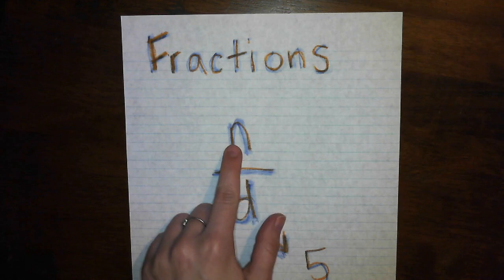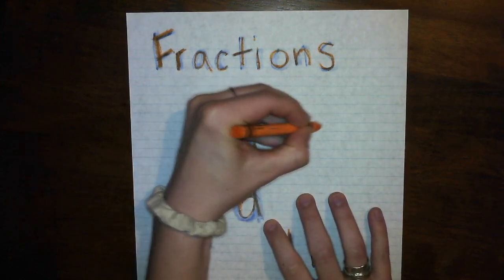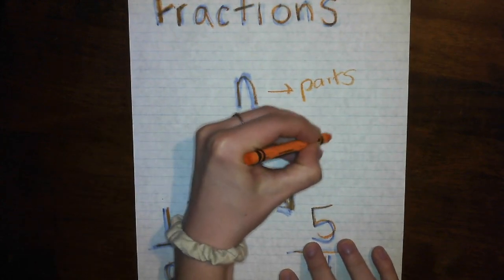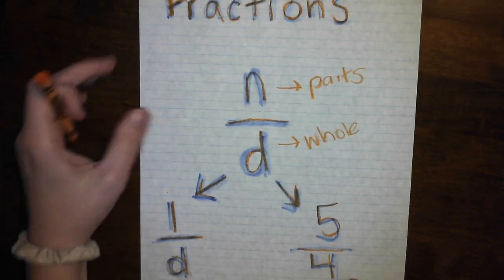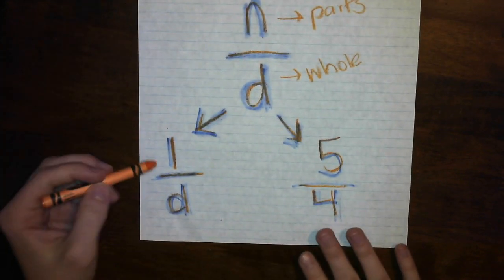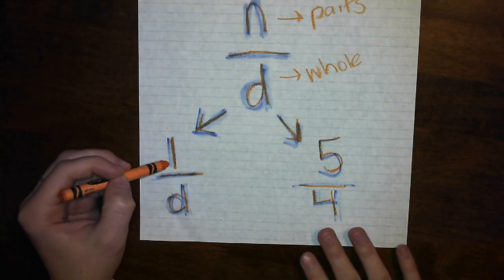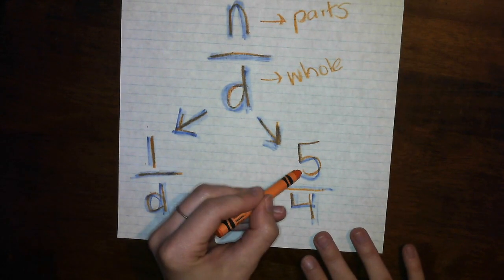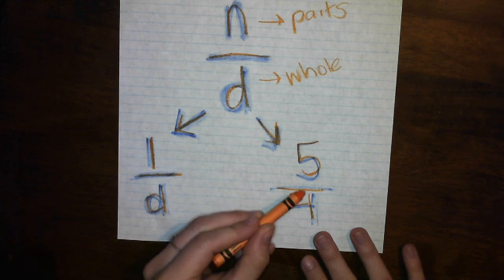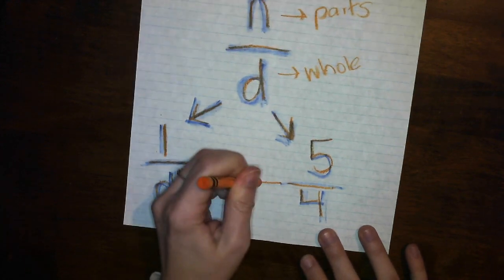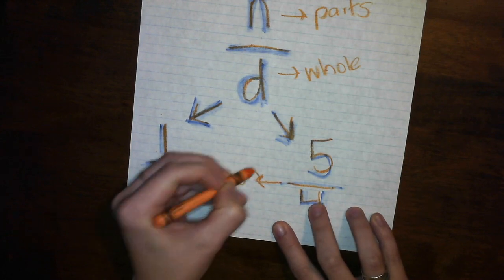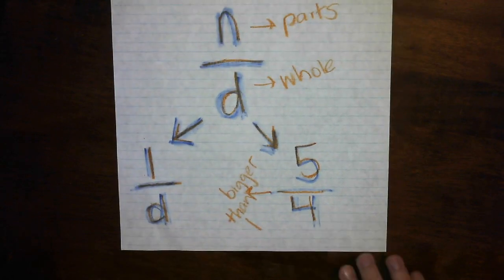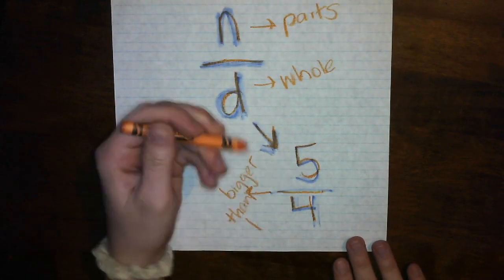So a fraction is a numerator, or parts, over a denominator, which is the whole, okay? So fractions are parts of numbers. A fraction that has 1 in the numerator is called a unit fraction. A fraction that has a larger numerator than denominator is called an improper fraction, and it's bigger than 1. It's bigger than 1 because you have more parts than the whole.